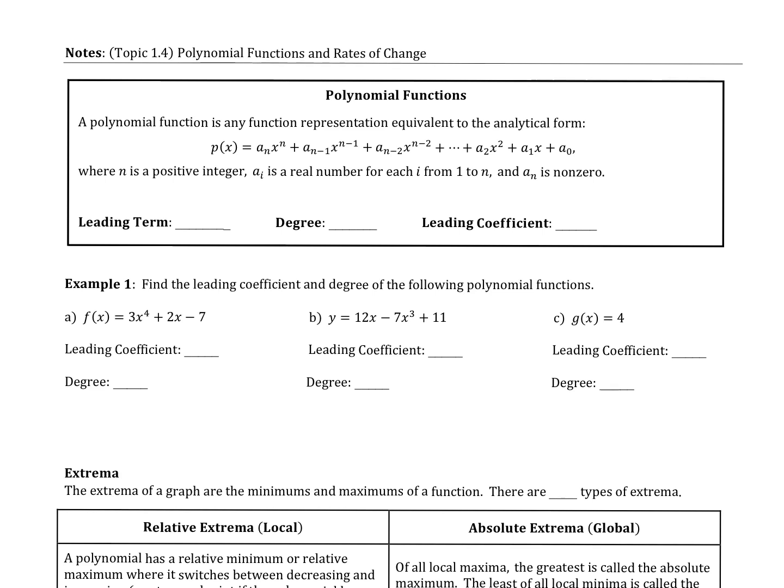All right, 1.4, polynomial functions. A polynomial function has any function equivalent to this form, and each one has a leading coefficient and a degree power. On this p of x, our polynomial function, my leading term is a sub n x to the n, and so my degree would be the power of what? N, and then the leading coefficient is this a sub n. It's that term out in front.